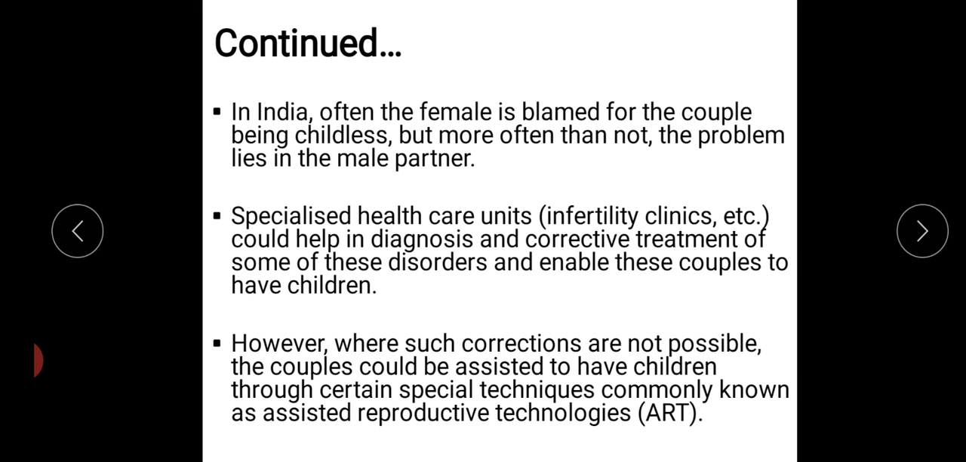There can also be different corrective treatments for some of these diseases, and they enable these couples to have children. So what is the main aim of an infertility clinic? To enable couples to have their children. However, where such corrections are not possible, the couples could be assisted. If corrections are not possible, like if medication is not enough, then certain special techniques, commonly known as assisted reproductive technologies, come in. ART stands for what?